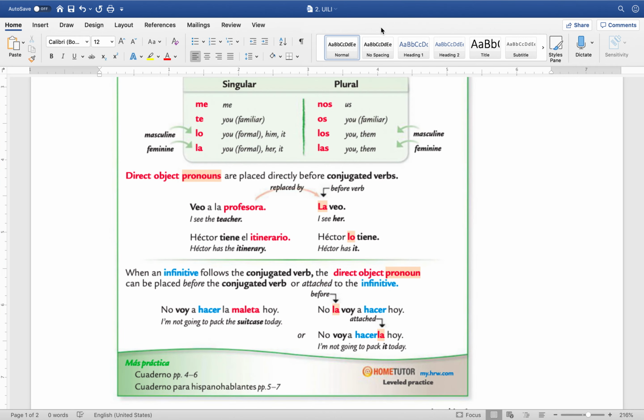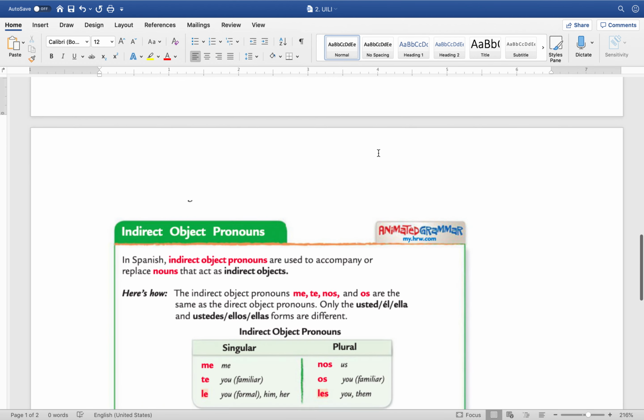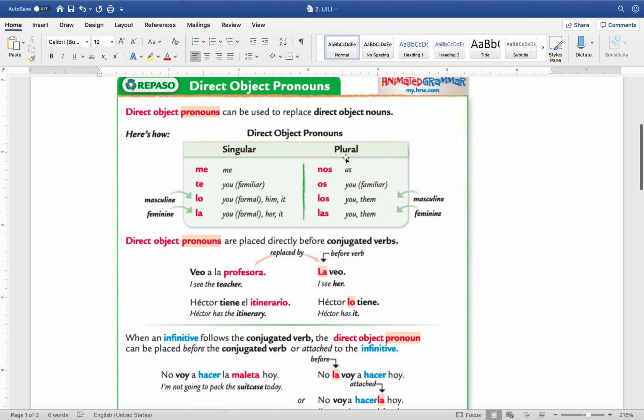So what we're going to learn today is the direct and indirect object pronouns, okay? The direct object pronouns are these: me, te, lo, la, nos, los, and las. Me is for yo, or I. Te is for you. Lo is for him or it. La is for her or it. Nos is us. Los is them, masculine or mixed, and las is them, feminine.